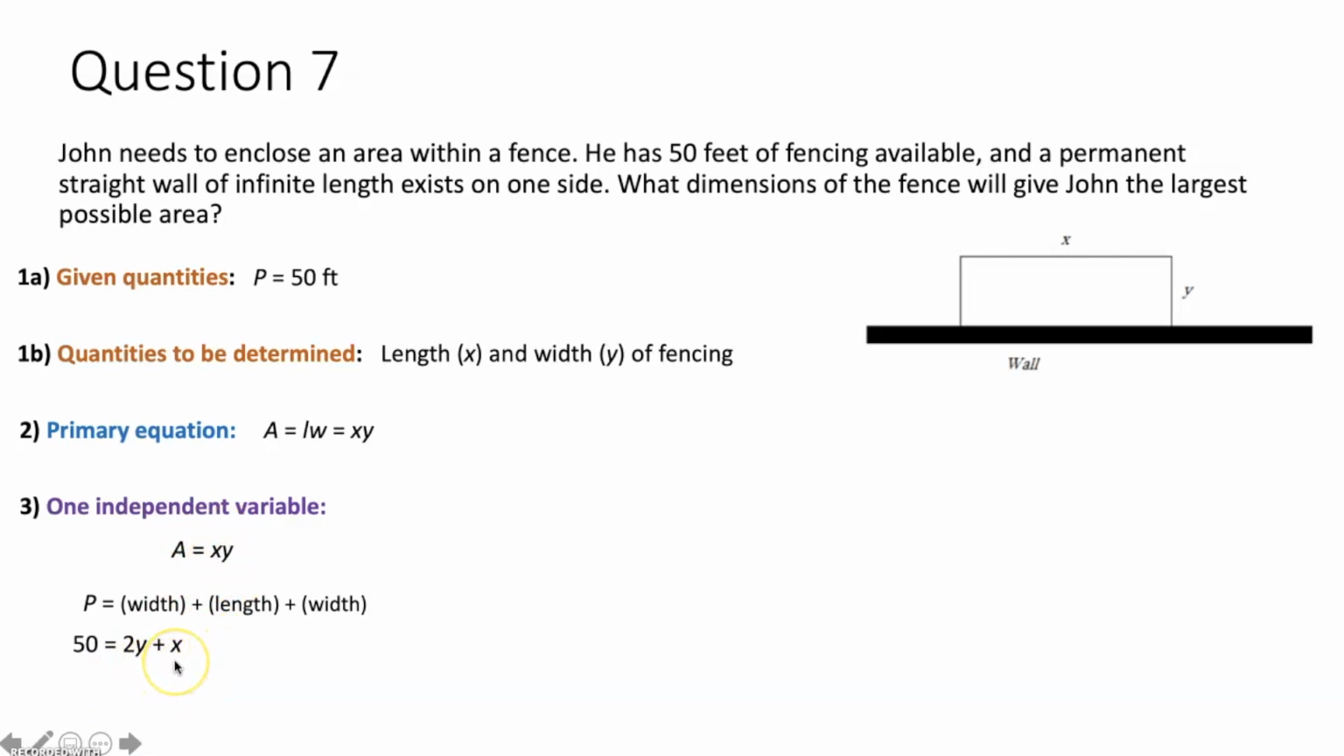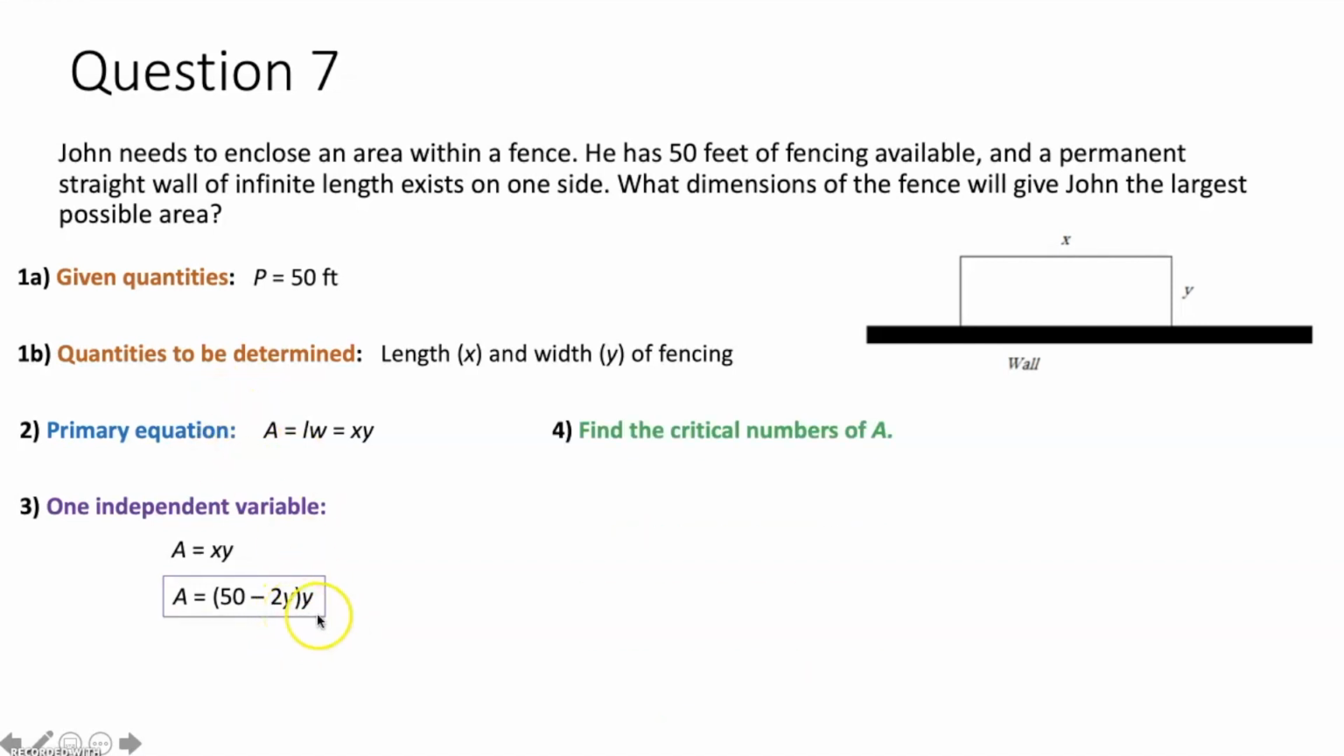I think it's easier to solve for x, right? I just subtract 2y on both sides. Now I know that x is equal to 50 minus 2y, so all I have to do is take 50 minus 2y, plug it in this equation up here for x, and I only have one independent variable now, just y. Now that I have my primary equation with only one independent variable, I can find the critical numbers of this equation by taking the derivative and setting it equal to 0 and solving for y.